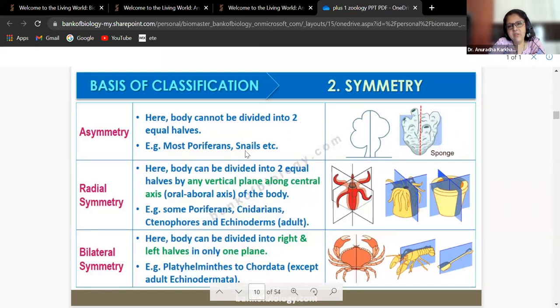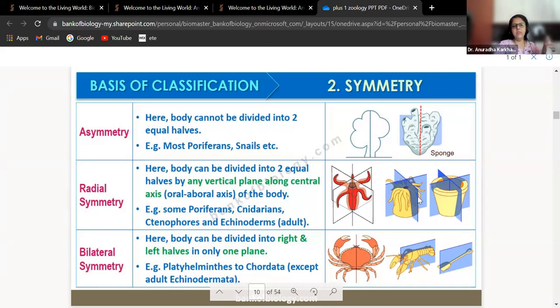Most of the poriferans and snails show this type of asymmetrical structures. Radial symmetry: here the body can be divided into two equal halves by any vertical plane along the central axis. So you cut it in this fashion, you cut it in this fashion, you cut it in this fashion. Whatever way you want to cut it, you are always going to get two equal halves. Okay? So see, they have shown the diagram of two equal halves.